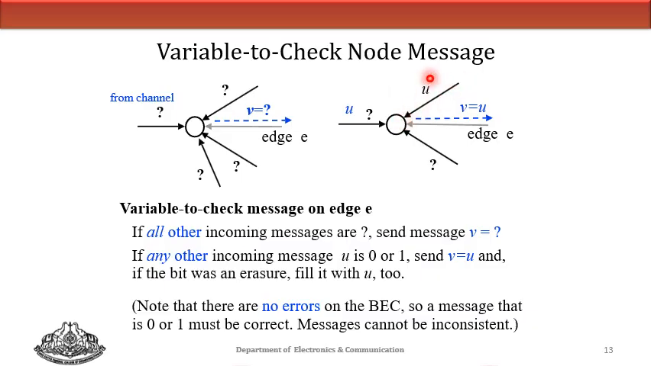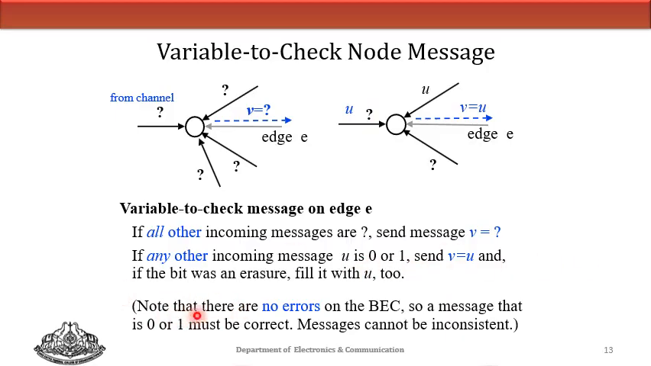So if even one of the incoming messages is a 0 or 1, then this variable node will send that bit towards the particular check node. And if the received message from the variable node is also an erasure, it will be replaced with u. This step will become clear once we discuss an example.